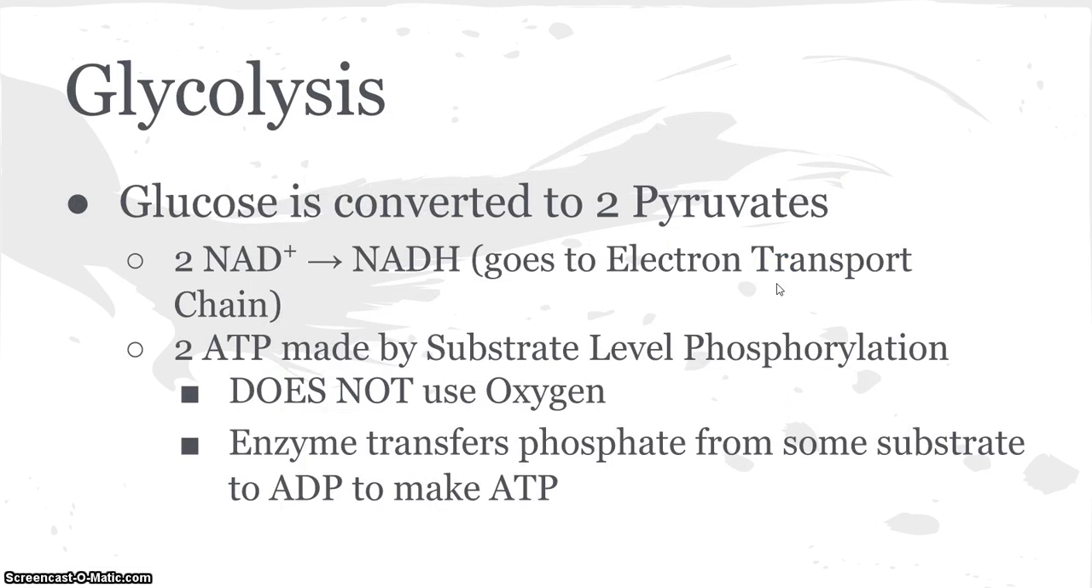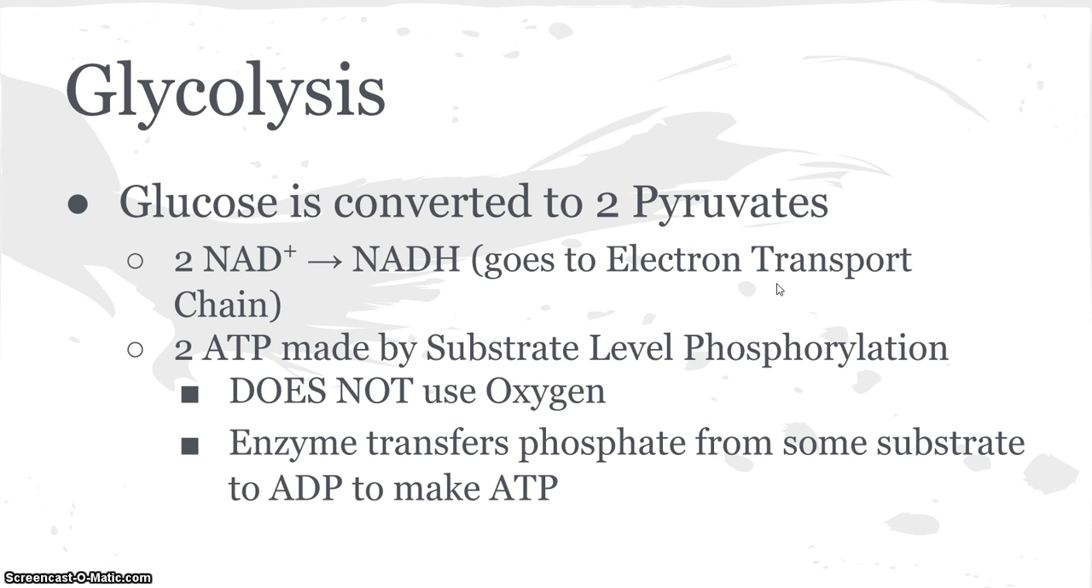Okay, so glycolysis, a little bit of review. Glucose is converted into two pyruvates. You should already know that. But now we're going to talk about what else we're making and why that is important. So we start out with two NAD pluses, and they get reduced, meaning we are adding electrons to them, and they become NADH. These are going to go to the electron transport chain, and we're going to use that for those high energy electrons which go down the gradient and are eventually going to make ATP for us.